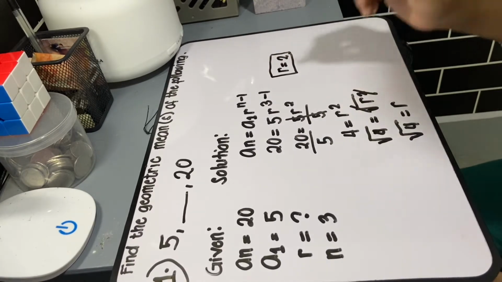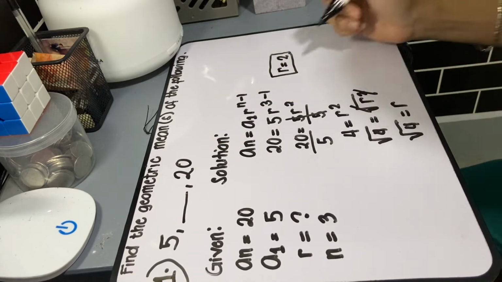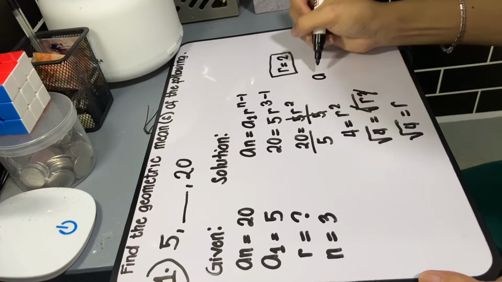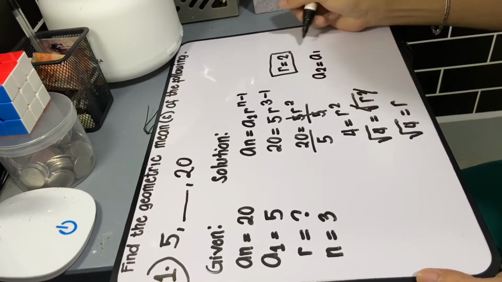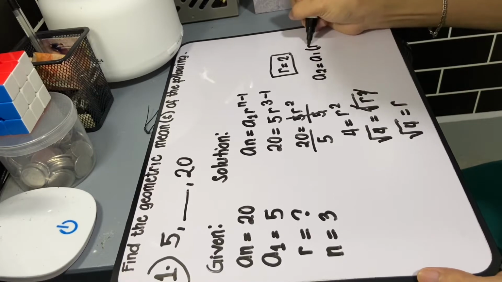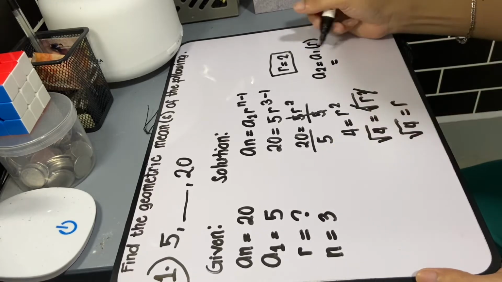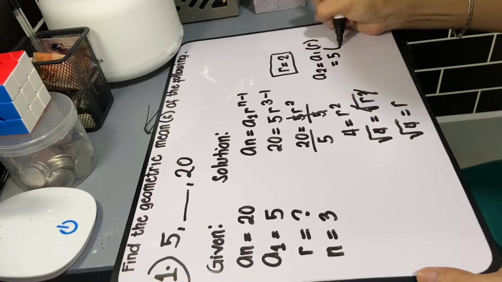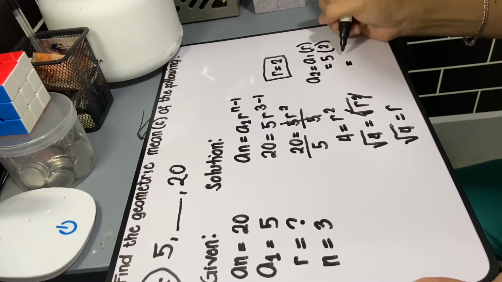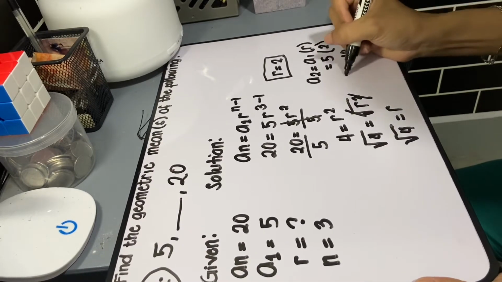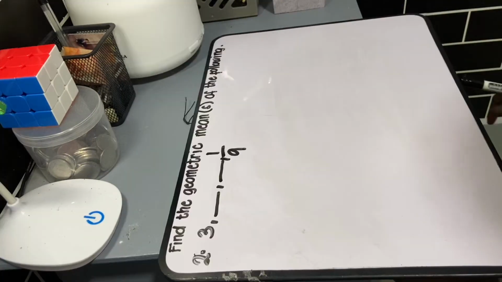So this time we can now solve the geometric mean. We are solving for the second term. So we write E sub 2 equals E sub 1 times R. Substitute the value of E sub 1, which is 5, and the value of R, which is 2. Now we multiply 5 and 2. 5 times 2 is equal to 10. So the value for E sub 2 is equal to 10.